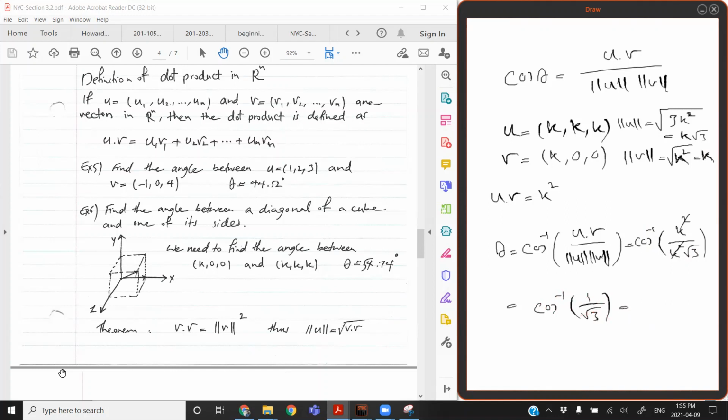I'm going to just put my calculator in degree mode and then do second function cosine. That's cos inverse, open brace, 1 divided by root 3, close the brace, equals, gives me 54.7356. Again, if I round it to the nearest hundredth, I get 54.74.